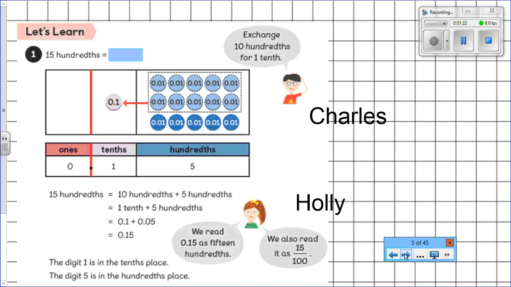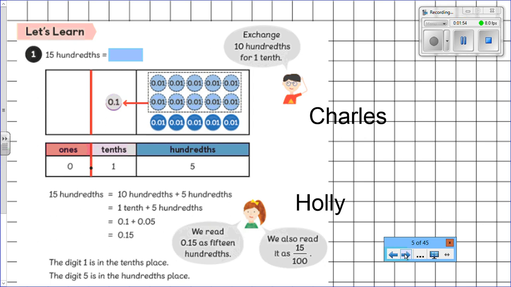Okay, so Charles has used his place value counters and put them in a place value chart. You can see that when he has 10 hundredths, he's exchanged them for 1/10. So he has 15 hundredths, which is 0.15.